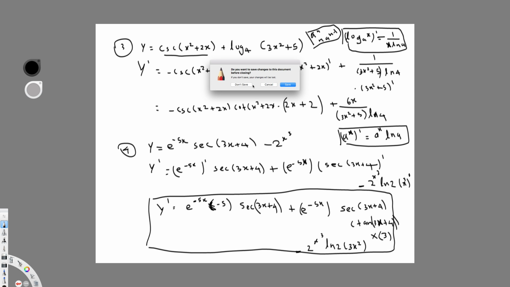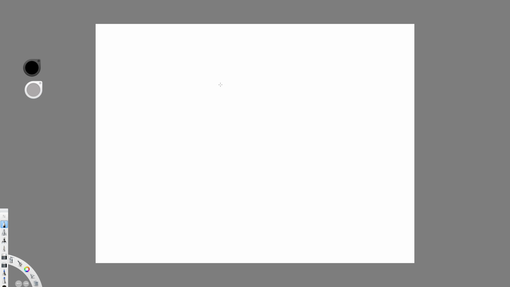And let's do the new one. So for example, if I have something like y is equal to (x square plus 1) to the power of half over 3x plus 9. So the first thing we have to do is the quotient rule.